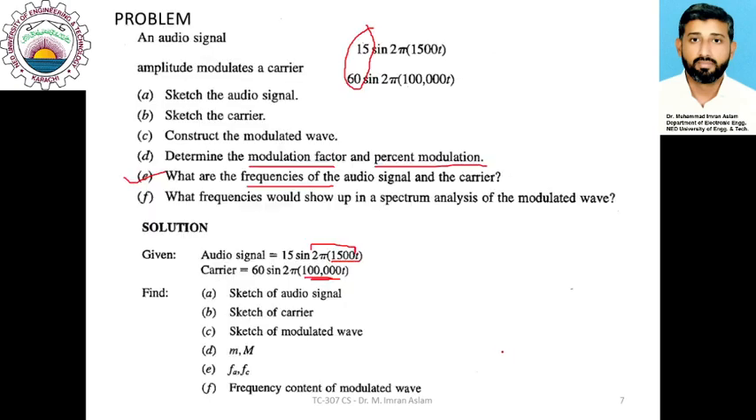The last part is important. You can see that we want to identify the frequencies that would show up in the spectrum analysis of the modulated wave. So what frequencies do you expect when you have done the modulation? You can see that part E was referring to the frequencies before modulation, that is, frequencies in the audio signal and the carrier wave. But now we are interested in identifying the frequencies which would be present in the modulated wave.